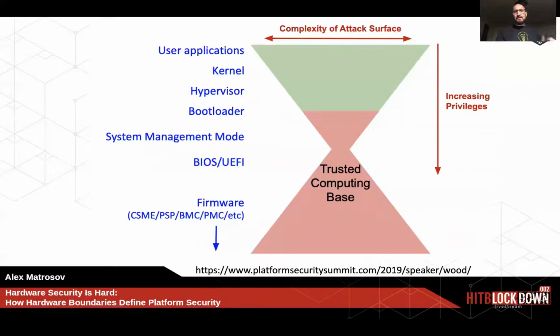You have the user application, kernel, and hypervisors, the higher stack. If you think about the complexity of the attack surface against increasing privilege level, it is actually opposite, because I would say modern firmware and hardware have much less attack surface complexity than modern software, but the privilege at those levels is very powerful. Rob Woods from NCC presented this concept at last year's Platform Security Summit, and I really like it.